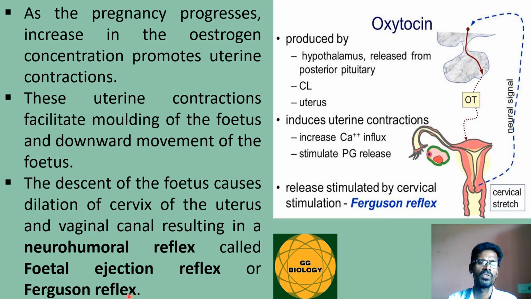So this question also we may get from a 2-mark point of view. So a neurohumoral reflex occurs, thereby the fetus will get ejected. Such a reflex is called the Ferguson reflex. So here the adenohypophysis and the neurohypophysis are shown. Oxytocin is secreted and reaches the uterus, and the cervix of the uterus gets relaxed or dilated, thereby the child will be expelled out.